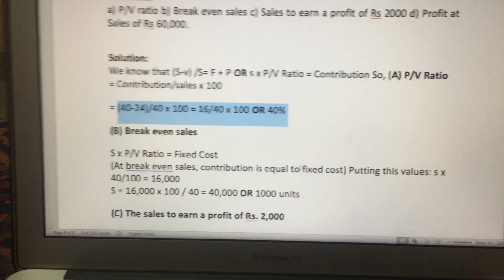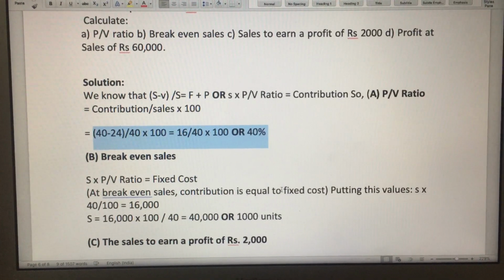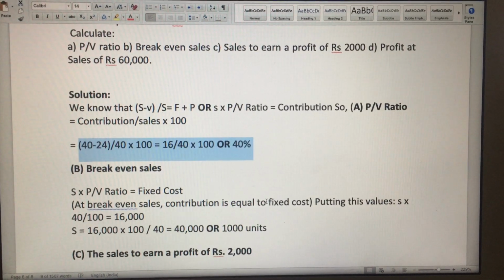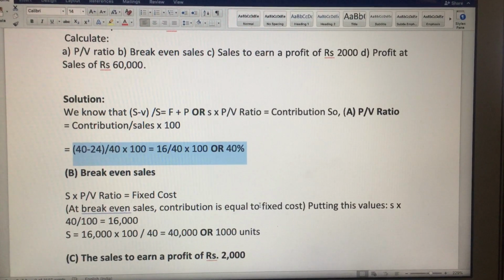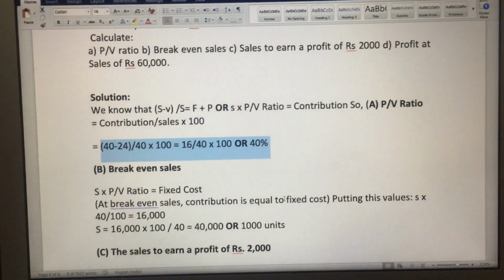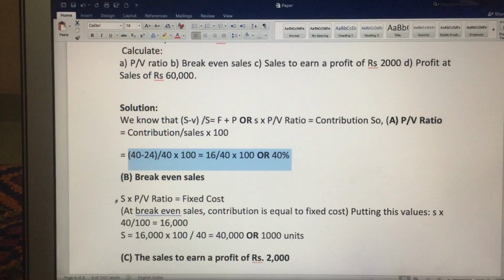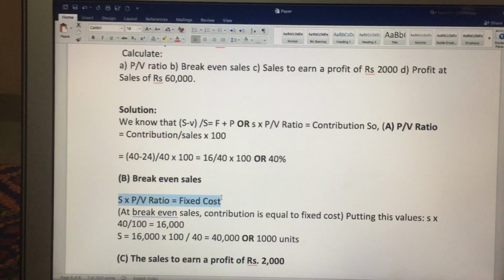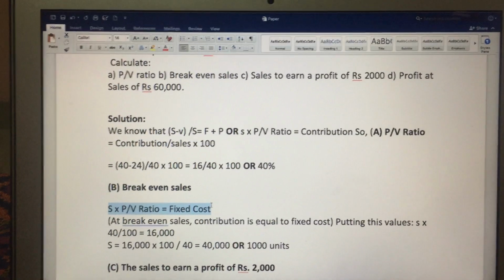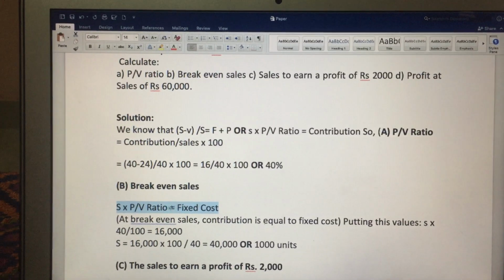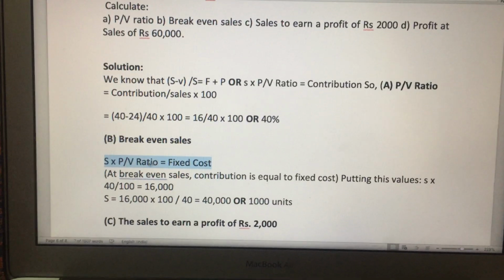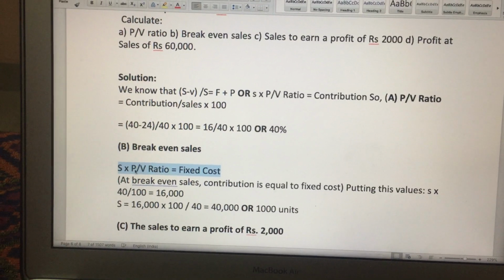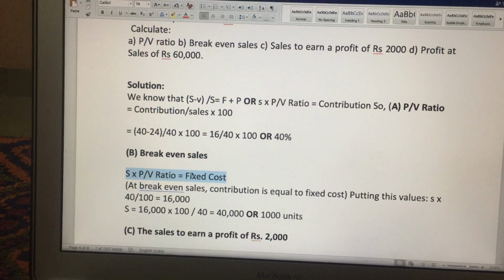Second thing which we are required to calculate is break-even sales. The important thing which we require to know is that break-even sales is a point where contribution is equal to fixed cost. There is a formula, which is sales into PV ratio equals fixed cost. As we are required to find out the sales at break-even point, we will be using this highlighted formula. In this formula we are required to find out sales. PV ratio we have as 40% and fixed cost is 16,000.